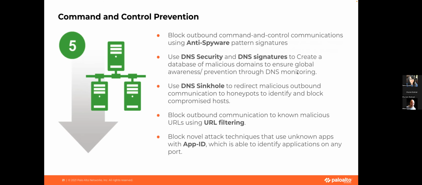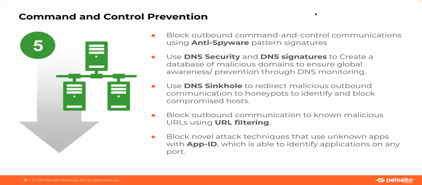But there are a couple of features we can use against command and control. The first one is anti-spyware, which is the feature specifically designed to block command and control communication. We can block the pattern using pattern signatures. We detect patterns inside command and control communication, so we don't rely on domains or on IPs. We look at the patterns, and based on the patterns that we know are used for command and control, we can detect it.